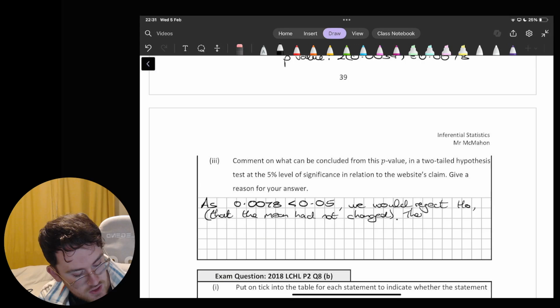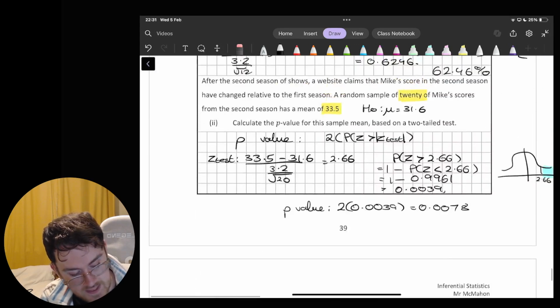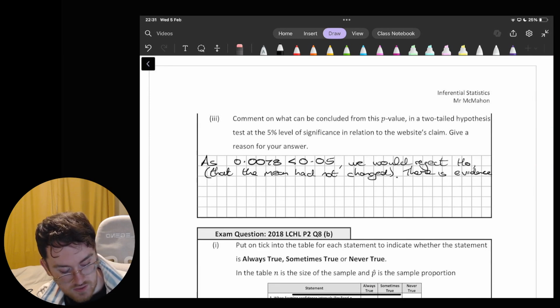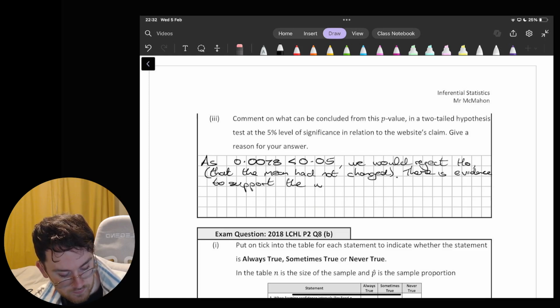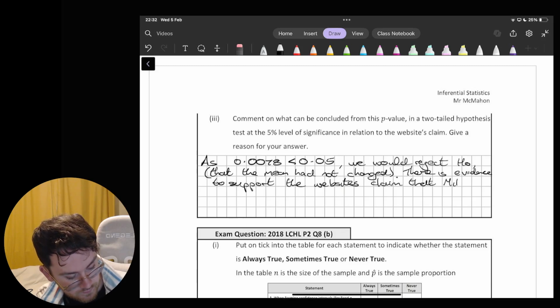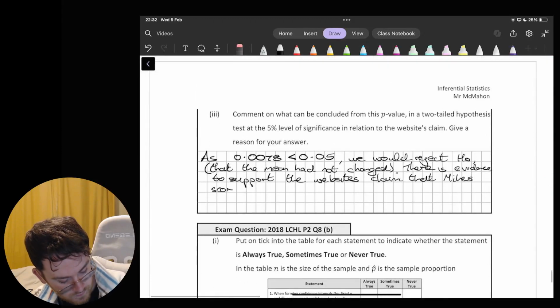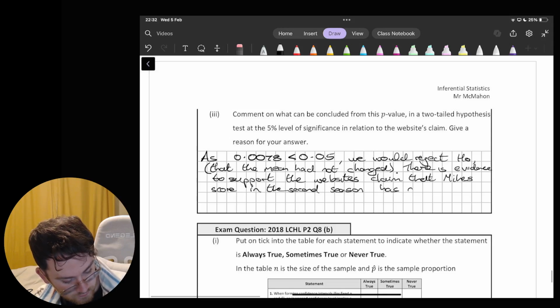So there is evidence to... Now, the website said his score has changed, so if we want to tie it back to the website, there is evidence to support the website's claim that Mike's scores in the second season have changed.